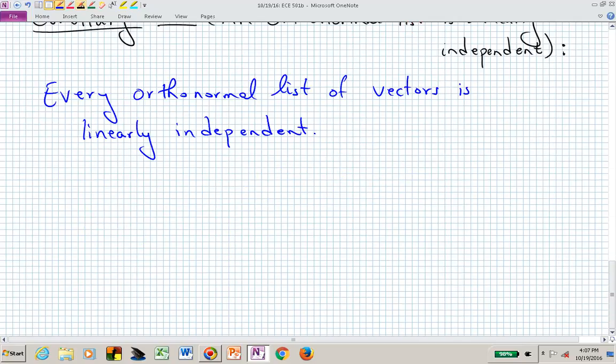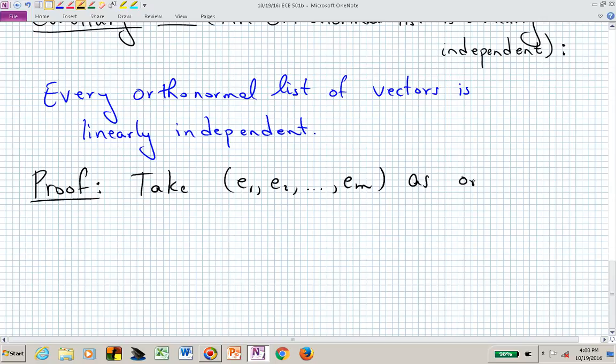And the proof of that can actually be presented fairly nicely based on the previous result. So let's now take a list of vectors e1, e2, through e sub n, and we're assuming that that is an orthonormal list. And that's what's given as a part of this corollary. We're given an orthonormal list of vectors. So let's just take that.